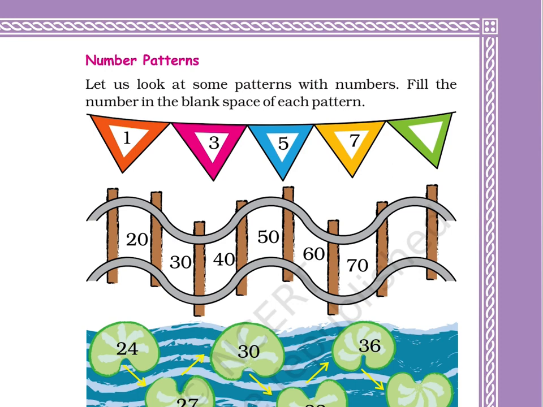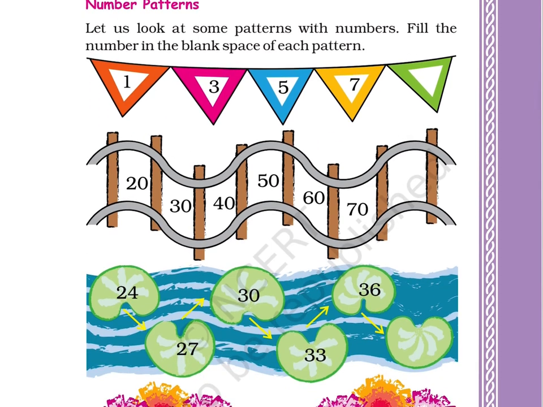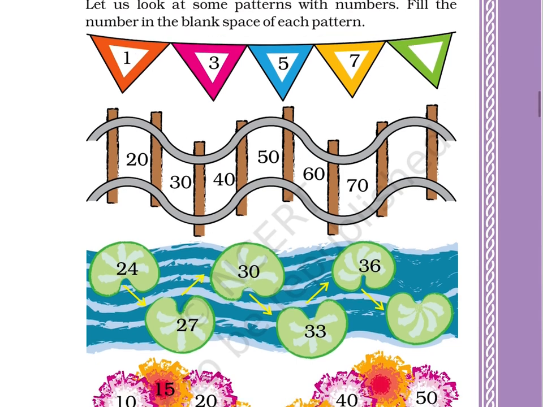The numbers are written on triangle-shaped flags, one on each flag, joined together with thread. Pattern B. 20, 30, 40, 50, 60, 70, dash. The numbers are written on grills made with straight iron rods arranged in standing lines and curved rods placed in sleeping line.